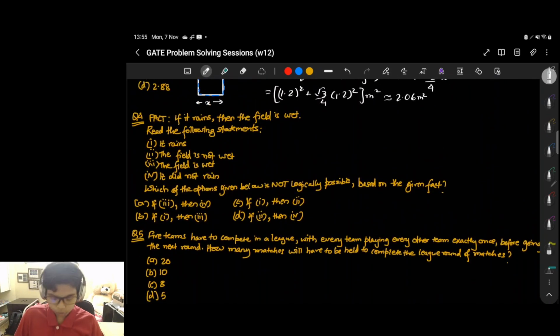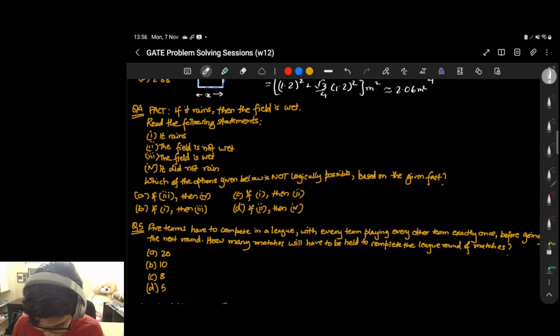The next question is also a logical reasoning type question. We are given a fact that if it rains, then the field is wet. Then we have the following statements. Statement one, it rains. Statement two, the field is not wet. Statement three, the field is wet. And statement four, it did not rain. The question says, which of the options given below is not logically possible based on the given fact?